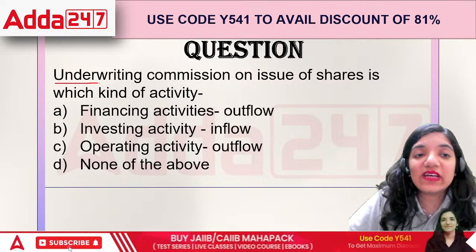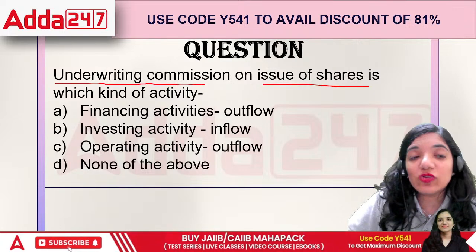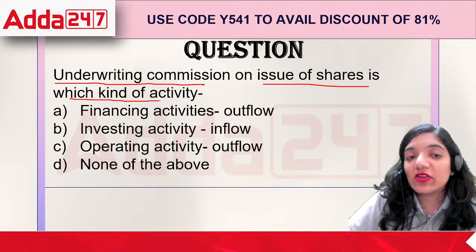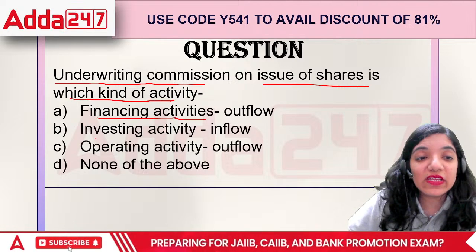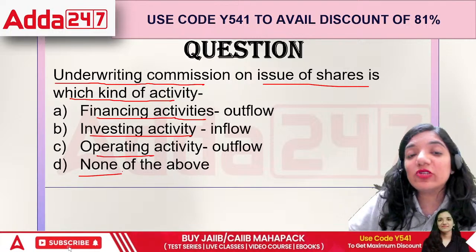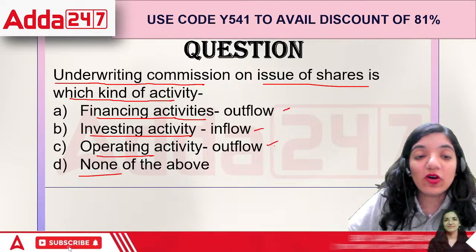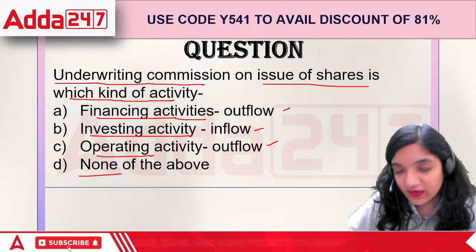The next point is: underwriting commission on issue of shares is which kind of activity? Financing activity, investing activity, operating, or none. Based upon underwriting commission, it can be an inflow or outflow. What would be the correct answer, everyone?